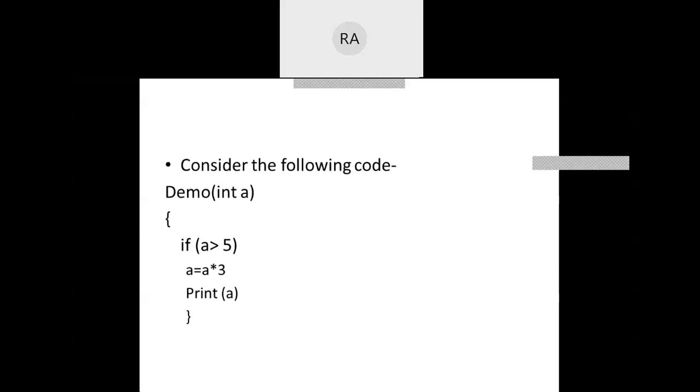The total is going to be 2. Decision outcomes can be either true or false. How many are there? There are 2. So the total number of decision outcomes is going to be 2. Let me consider a simple code snippet. I have written a method called demo which takes a single parameter a of type integer. If a is greater than 5, I do a mathematical calculation, that is, I multiply the value of a by 3 and print it.